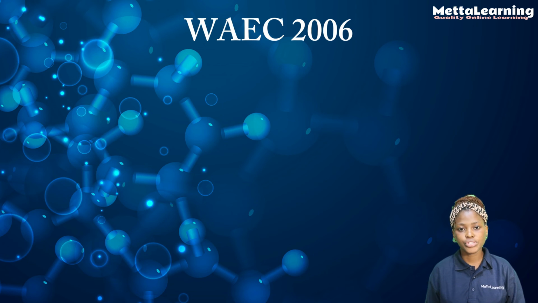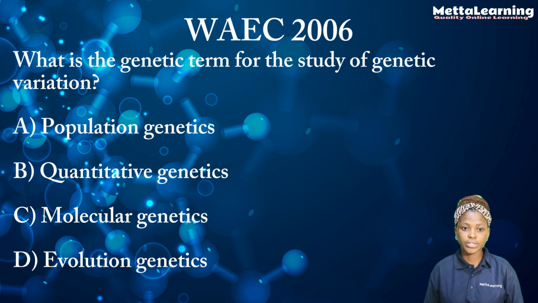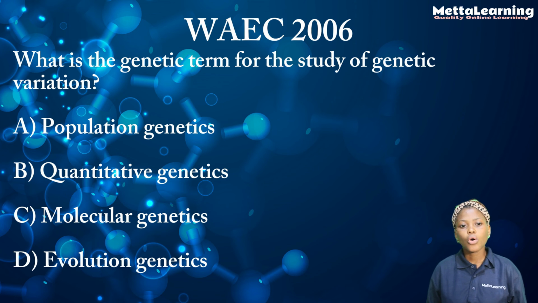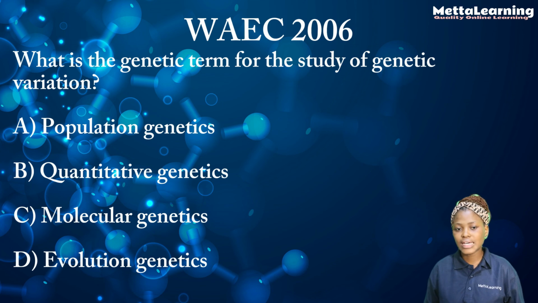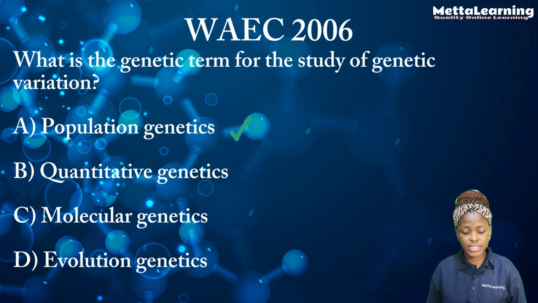2006, objective question 25. What is the genetic term for the study of genetic variation? Option A, population genetics. Option B, quantitative genetics. Option C, molecular genetics. Option D, evolution genetics. Population genetics, option A, is the genetic term for the study of genetic variation.